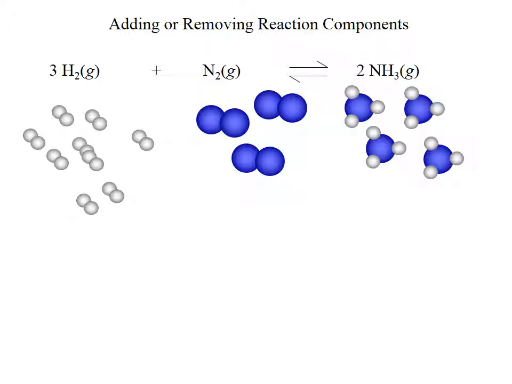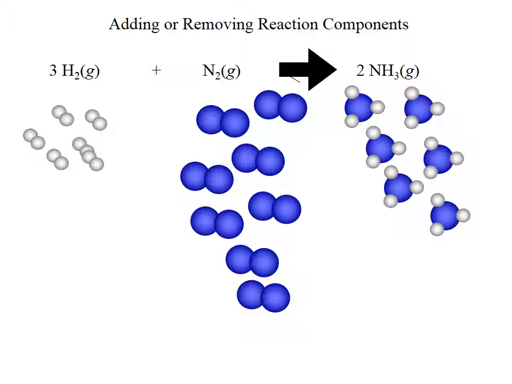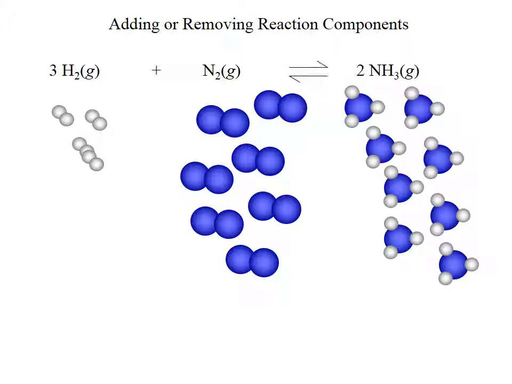So let's just willy-nilly add some nitrogen. What that's going to do is it's going to disrupt the equilibrium. It's going to want to shift to remove what you added. And the way it would shift to remove what you added is to the right, because that will remove N2 by reacting it to form NH3. So that's going to shift to the right. It's going to consume hydrogen and nitrogen to form ammonia. And then we establish a new equilibrium.